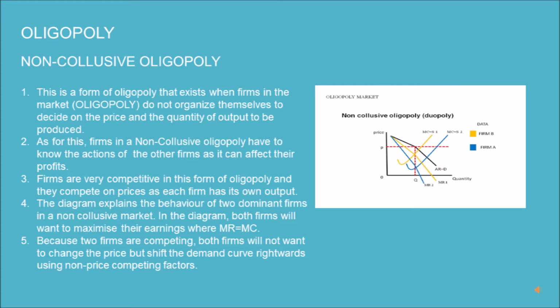In the diagram, both firms will want to maximize their earnings where MR equals MC. 5. Because two firms are competing, both firms will not want to change the price but shift the demand curve rightwards using non-price competing factors.